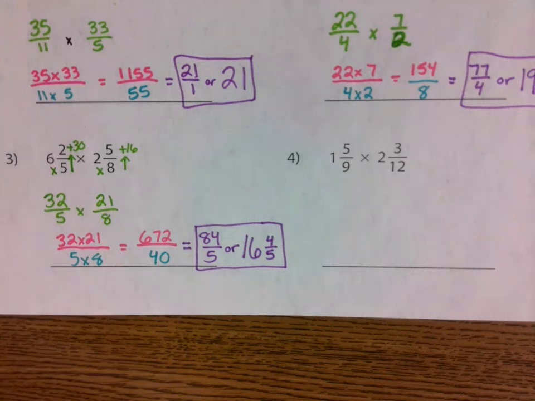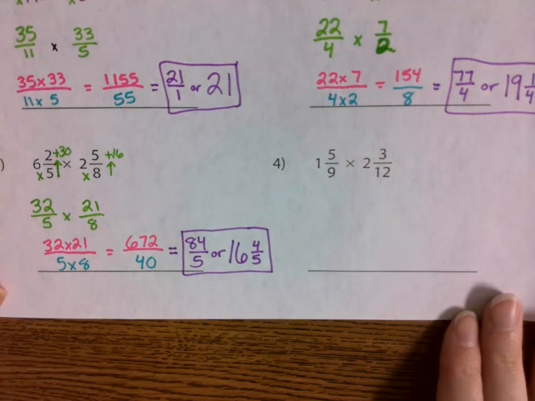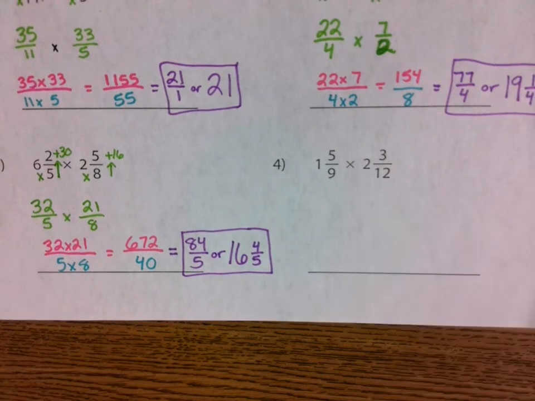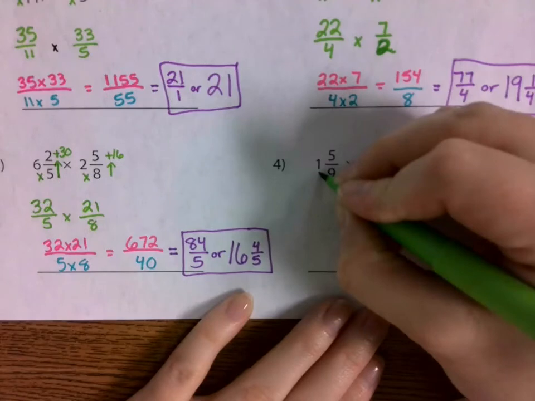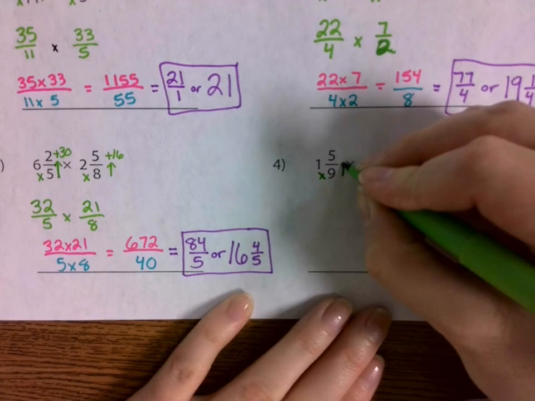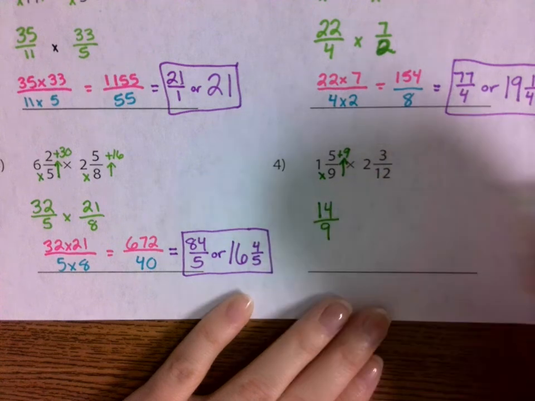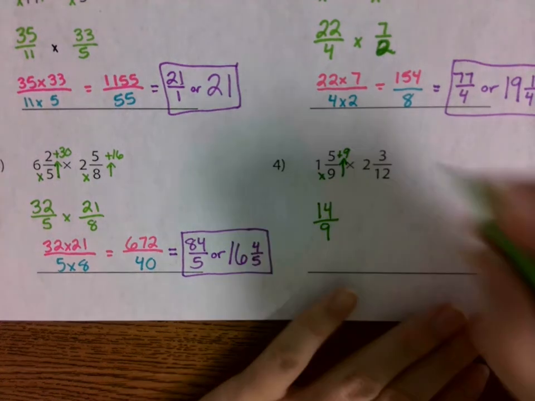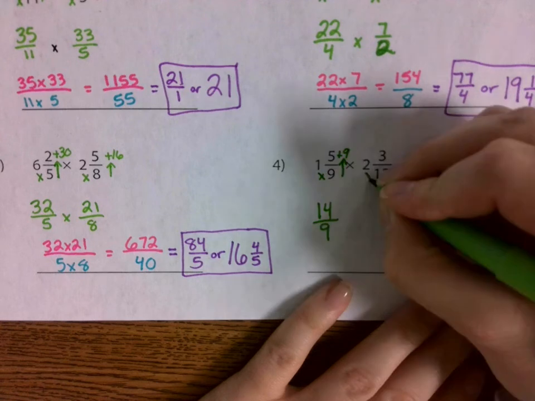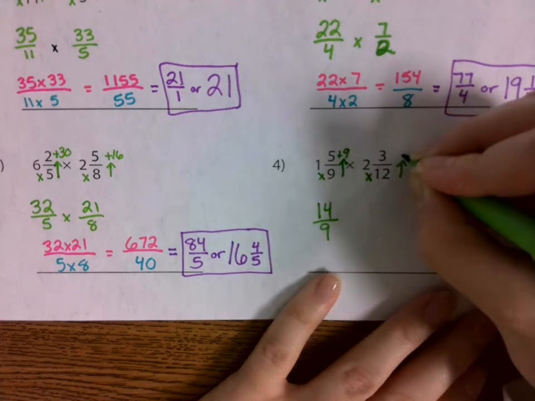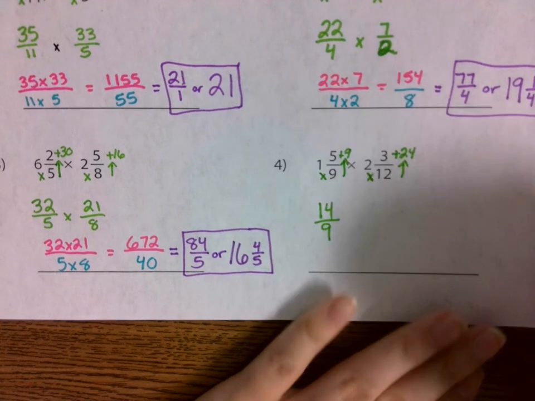Number 4, 1 and 5/9. Real quickly, if we convert that, 1 times 9 is 9. 9 plus the 5 comes out to 14. So you have 14 over 9. Then we have 2 times 12. 2 times 12 is 24. You add the 24 with the 3, you get 27. So we have 27 over 12.